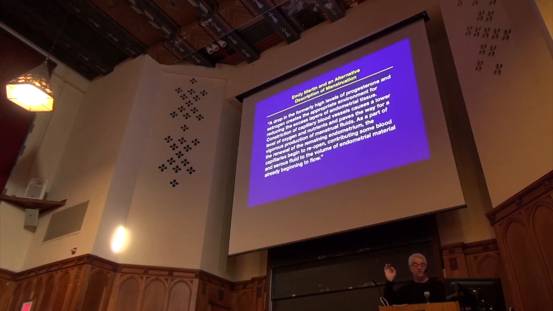This is Emily Martin's description of menstruation. A drop in the formerly high levels of progesterone and estrogen creates the appropriate environment for reducing the excess layers of endometrial tissue. Constriction of capillary blood vessels causes a lower level of oxygen and nutrients and paves the way for a vigorous production of menstrual fluids. As part of the renewal of the remaining endometrium, the capillaries begin to reopen, contributing some blood and serous fluid to the volume of endometrial material already beginning to flow. Production, flow, beauty, right? It's totally re-narrated description of the same exact process, and it's not scientifically inaccurate.